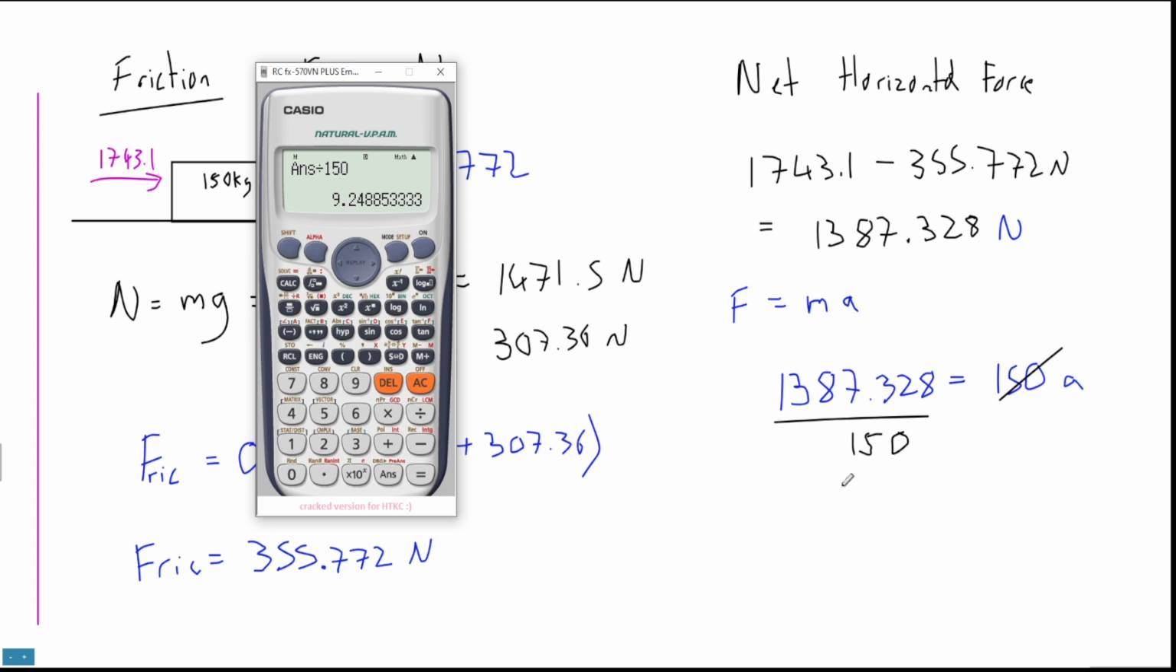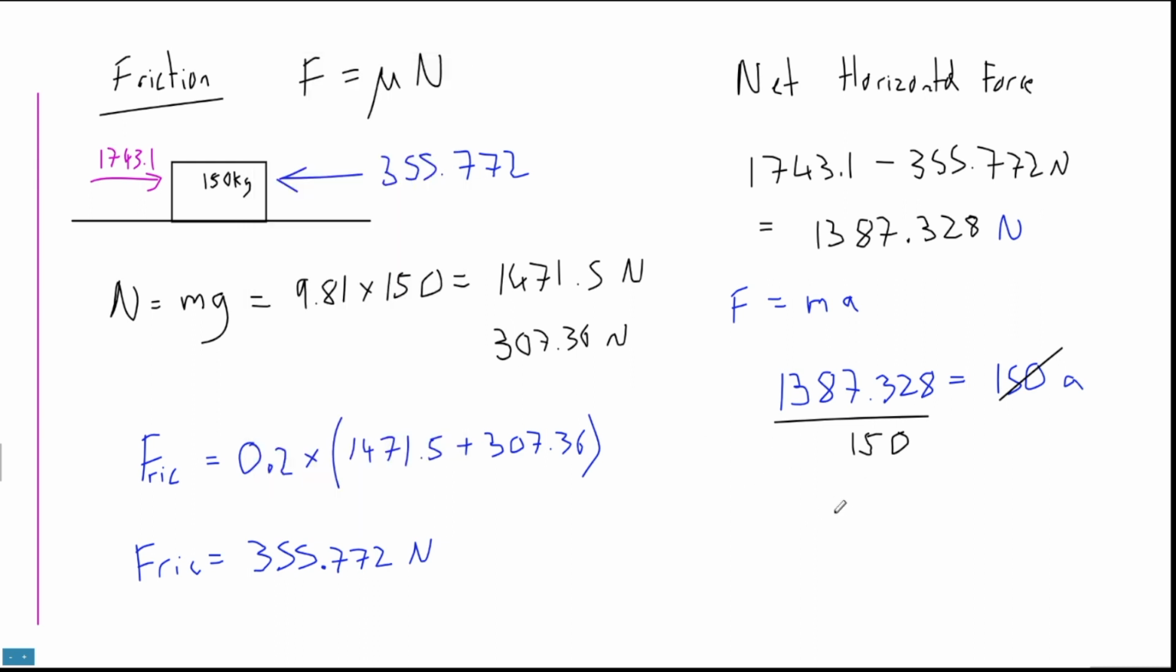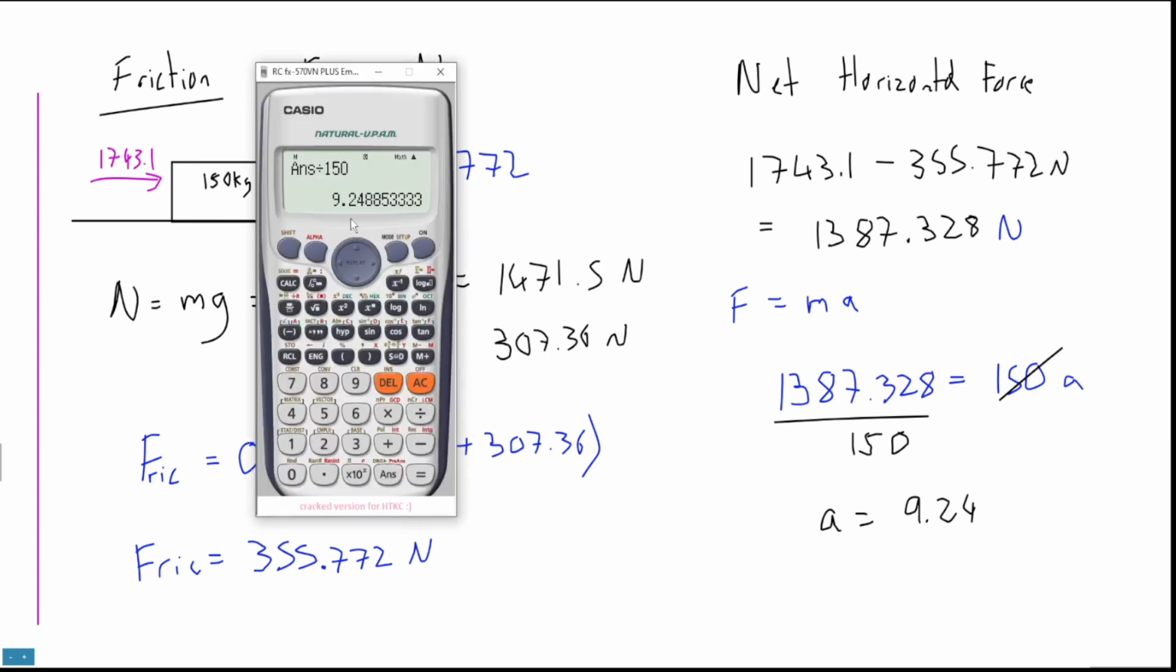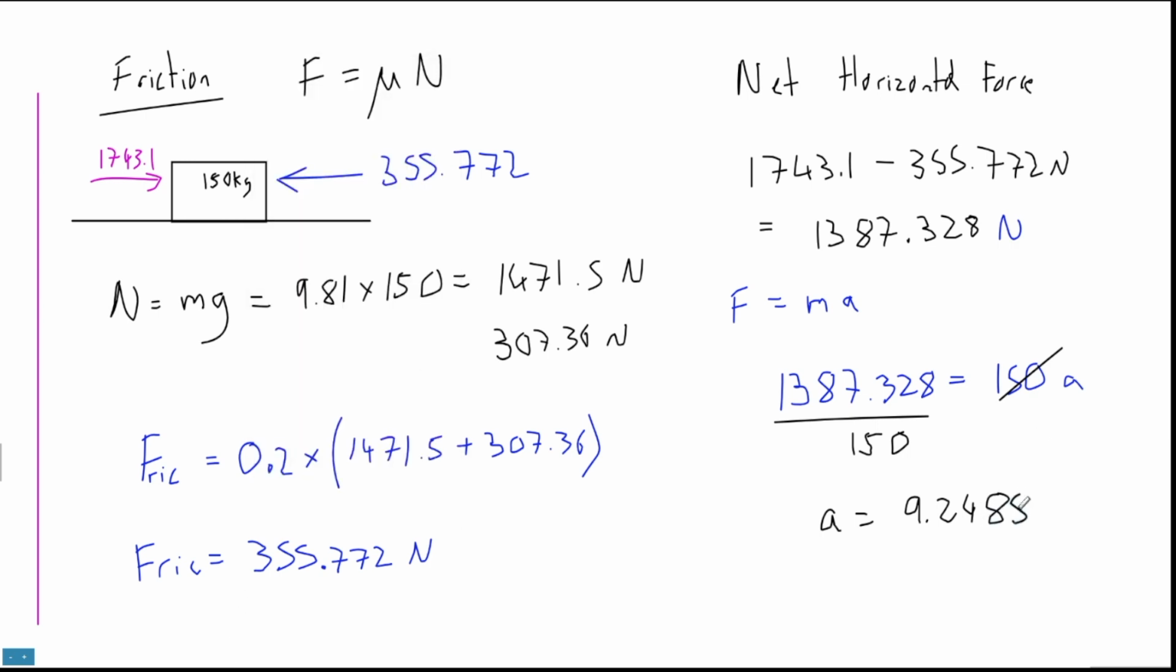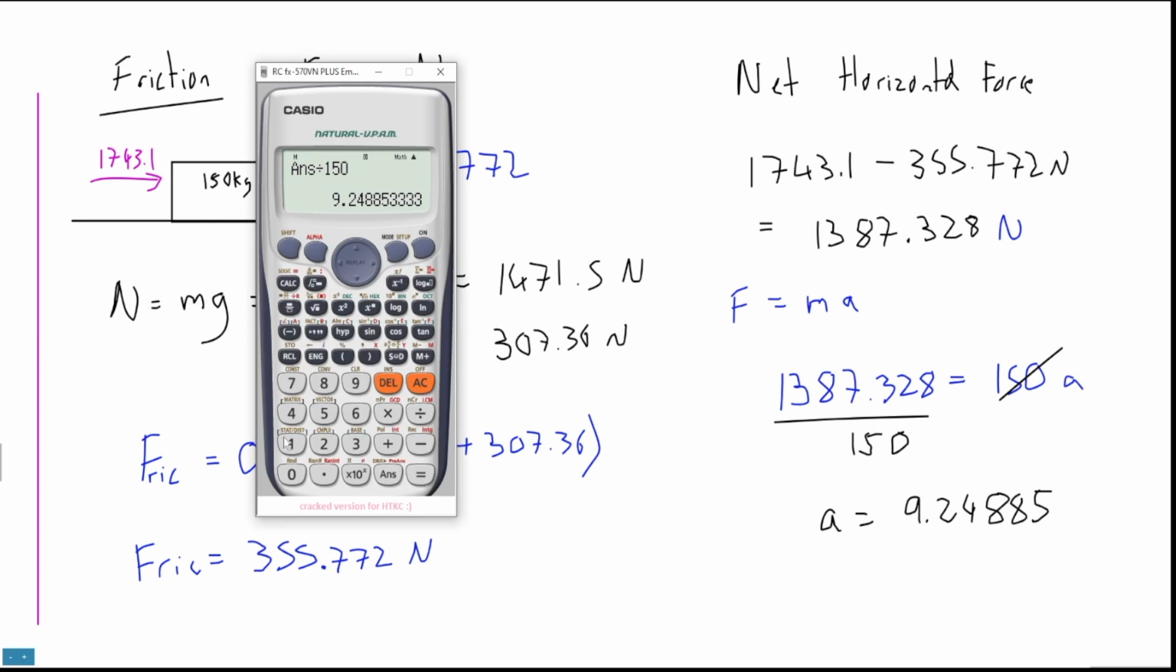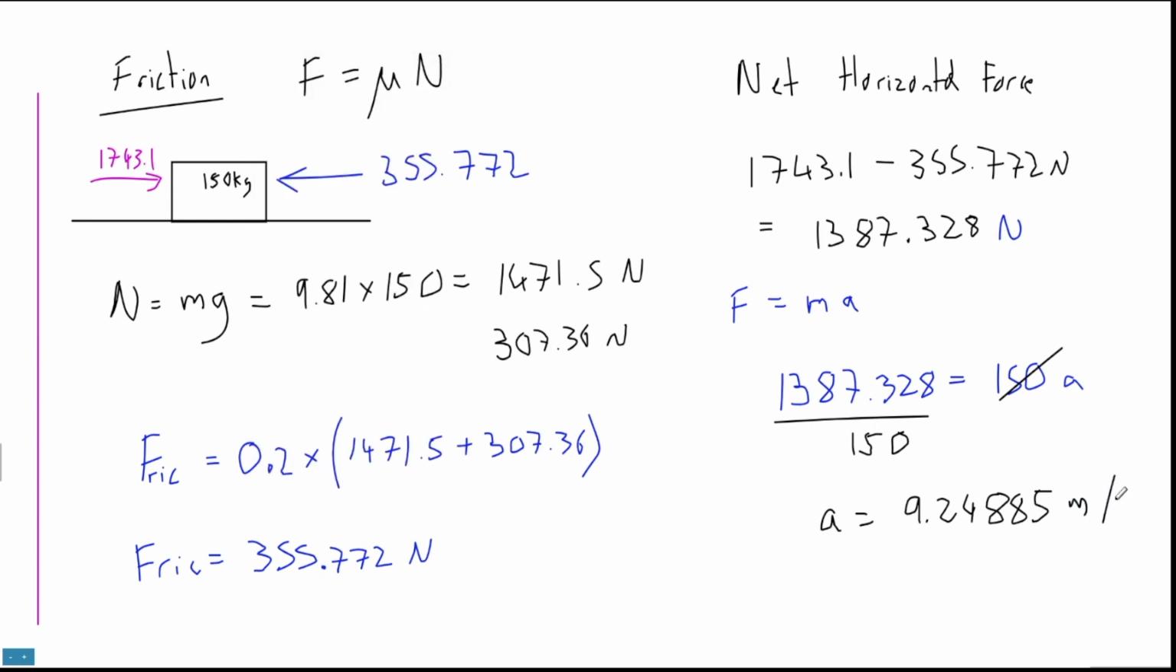9.24. That is a fast acceleration. Normally it's like 2 point something, but 9 is a lot. Acceleration is 9.24885. That'll do, won't it? Meters per second squared. All right. That's it. That's the end of that question.